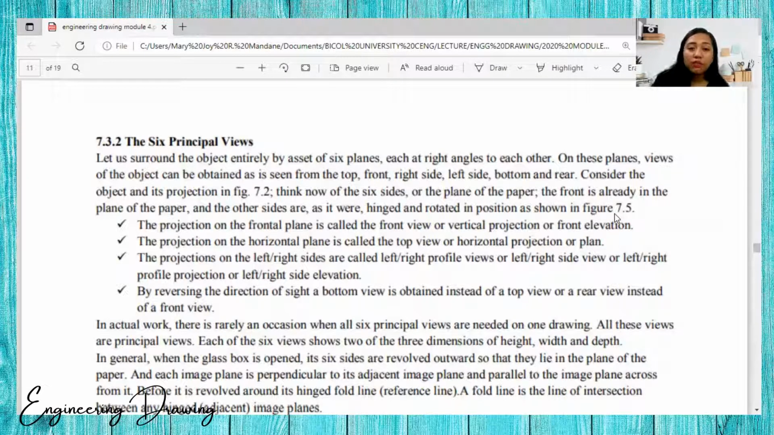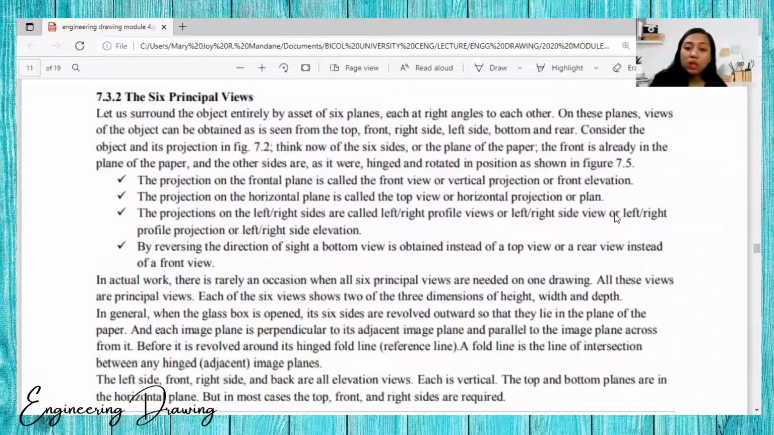And the projections on the frontal plane is called the front view, or the vertical projections, or front elevation. And the projections on horizontal plane is called the top view, or the horizontal projections, or plan. Okay, and the projections on the left or right sides are called the left or right profile views, or left or right side view, or left or right profile projections, or left or right side elevation. And by reversing the directions of the side, the bottom view is obtained instead of the top view, or the rear view instead of a front view. Okay? So, hopefully, i-digest nyo to ng mabuti.